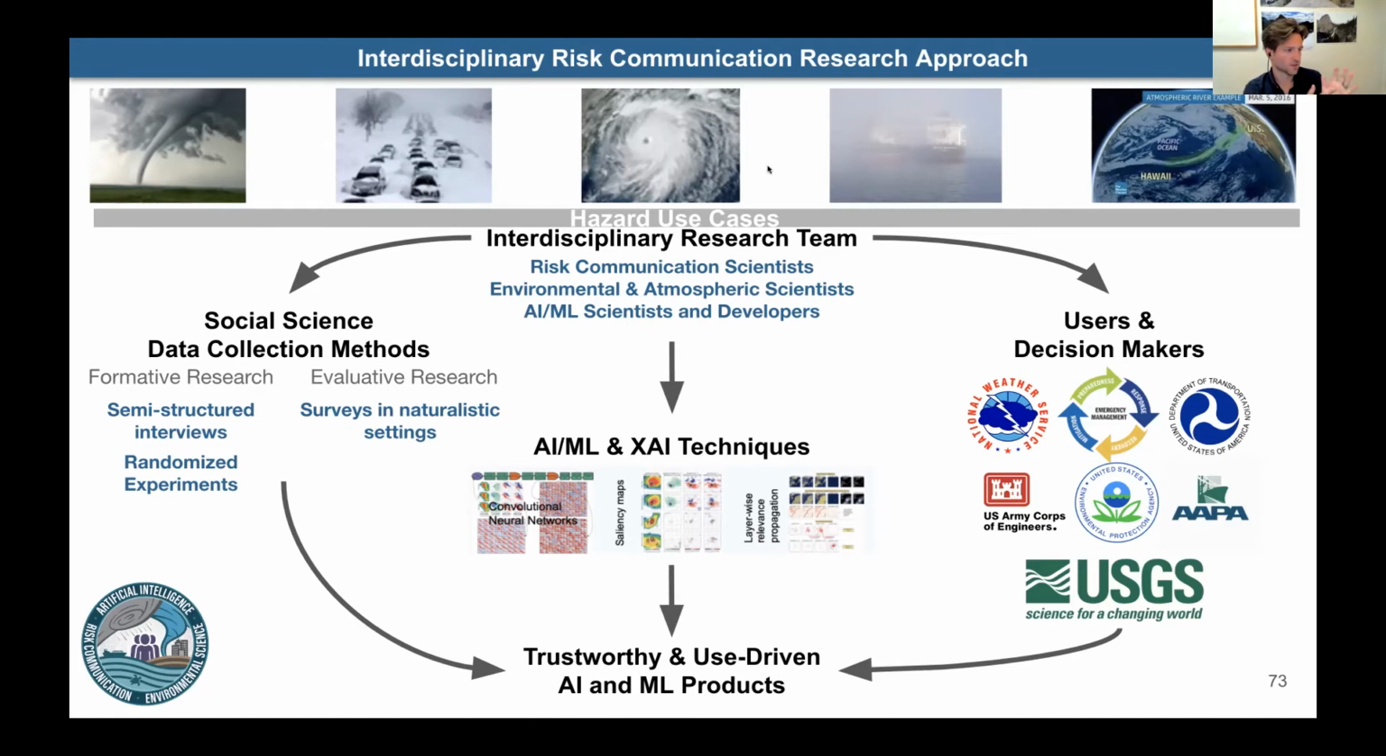And so we're working on those semi-structured interviews right now with different users. And we've talked a lot about the ones in the severe weather space. What we want to do here is introduce a new product, one that we're currently working on. It hasn't gone in the field yet, related to coastal fog.